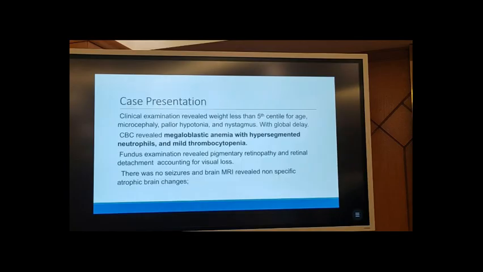Clinical examination revealed weight less than the 5th centile for age. She was microcephalic, pale, and had nystagmoid movement, with global developmental delay. Her CBC revealed a megaloblastic anemia. Any patient in whom the CBC reveals a megaloblastic anemia, you have to think about the possibility of homocystinuria, but this is a non-classic homocystinuria. Megaloblastic anemia with hypersegmented neutrophils and mild thrombocytopenia.